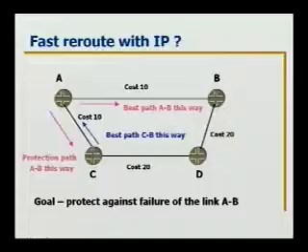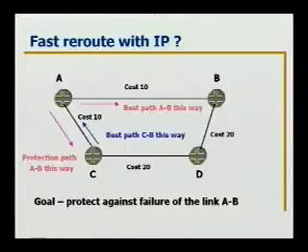Let's take a look at the following example. We have the link AB, which is the link that we want to protect, and we have traffic traversing this link. Node A knows that traffic destined to B should go over the link AB. And node A also knows that there's a protection path going along ACDB.